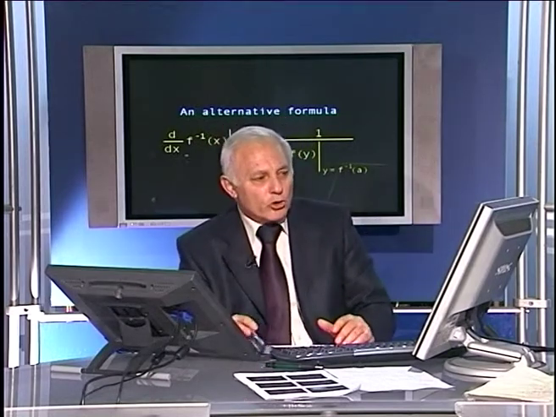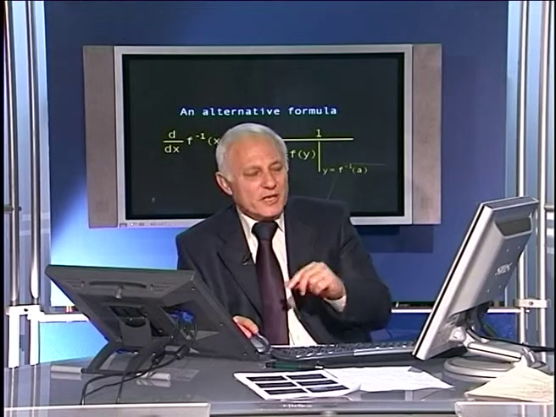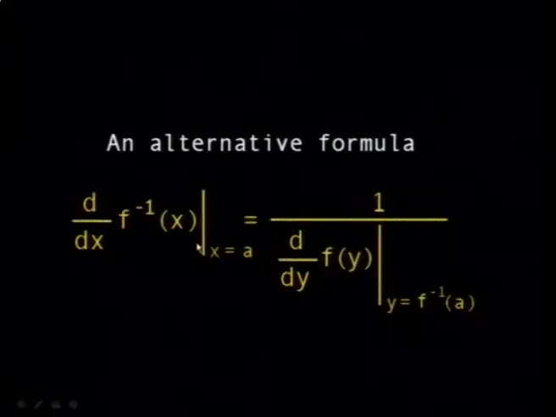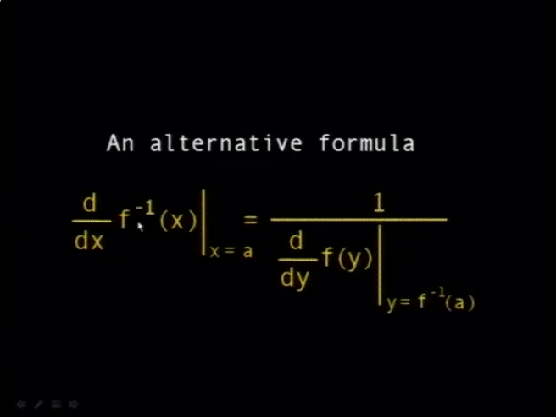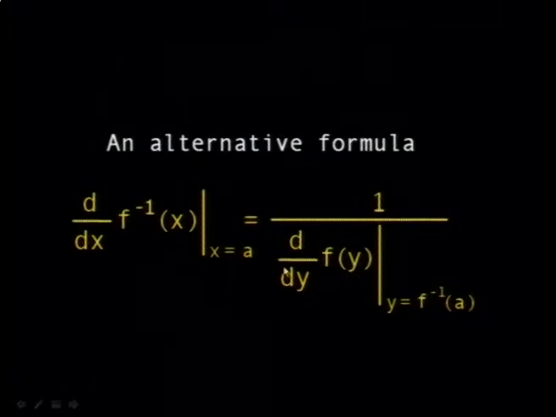So we use an alternative formula. The same formula, except that we substituted the variables with one another. So in fact now x becomes the point lying in the domain of f⁻¹, whereas y is the point lying in the range of f⁻¹ or in the domain of f. So now you have what?